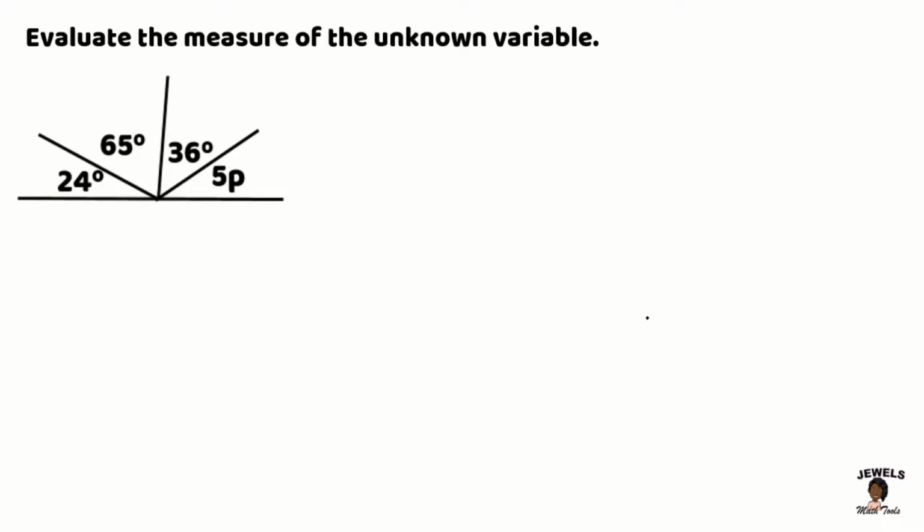Let's try another example. Feel free at this point to pause the video, calculate 5p for yourself, and then when you're ready, you can unpause the video and follow along with my working to see if you got the exact same answer that I did. Okay, so let's begin by writing out our equation first. So our 24 degrees plus 65 degrees plus 36 degrees plus 5p should all equal 180 degrees.